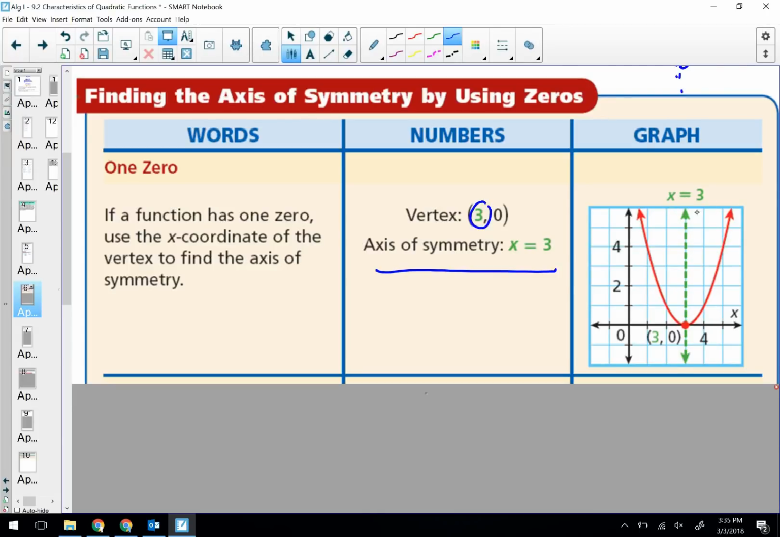Notice here's the line, x equals 3. Now, a key point that I should bring up here, it's always going to be an x equals line for my axis of symmetry. That's always going to be true. X equals something. That's the axis of symmetry. Notice that the vertex is at (3, 0), and the axis of symmetry is x equals 3.